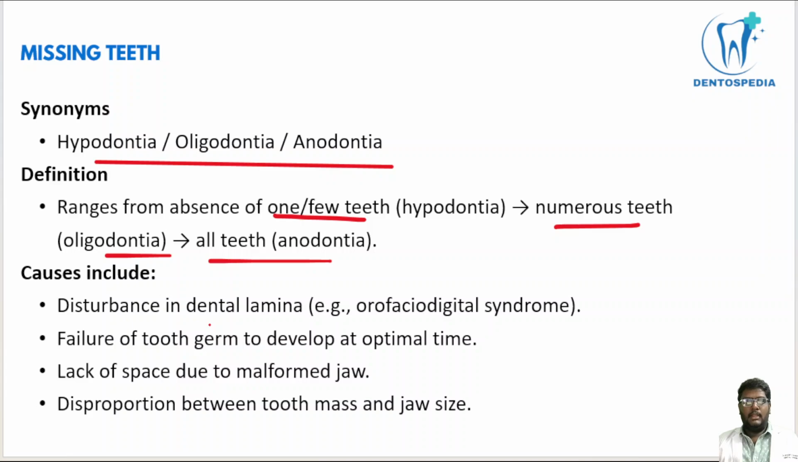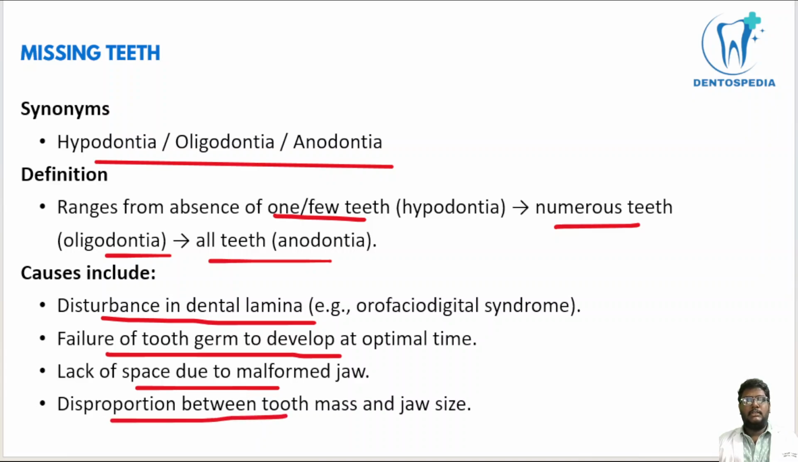What are the causes for these missing teeth? Usually, any disturbances in the dental lamina can result in missing teeth. Other causes are failure of the tooth germ to develop at the optimal time, lack of space due to malformed jaws, and any disproportion between tooth mass and jaw size. So these are the common causes.